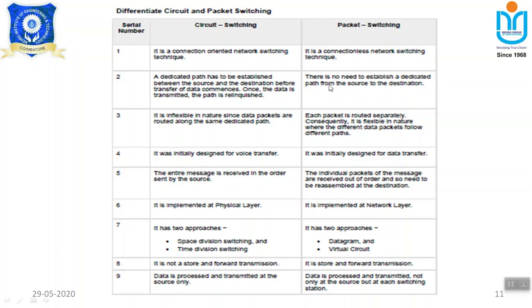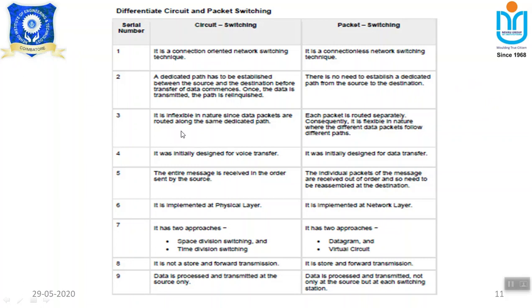That is the reason why I told you the best example is going to Chennai: the first packet follows one route, the second packet follows a different route. There is no dedicated path between Coimbatore and Chennai. So we can use either the Salem route or the Trichy route to reach the destination. So there is no dedicated path in the case of a packet switching network.